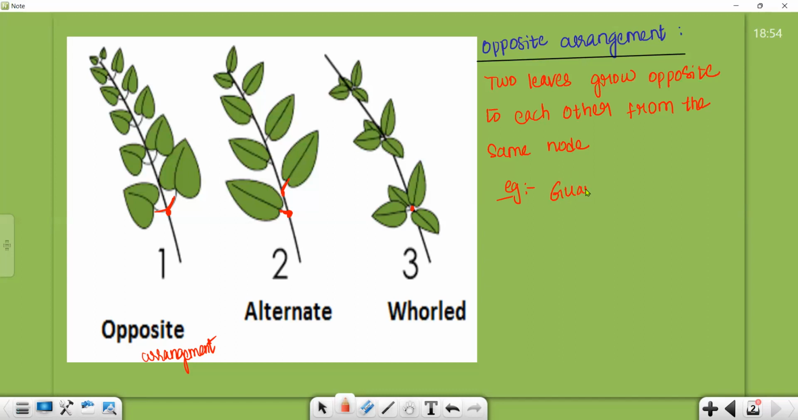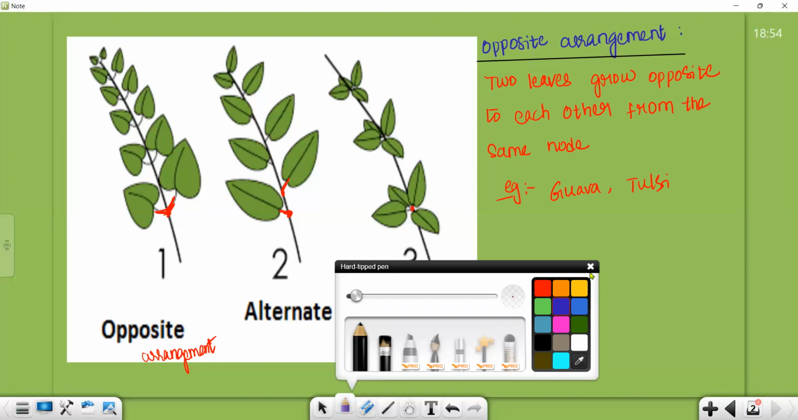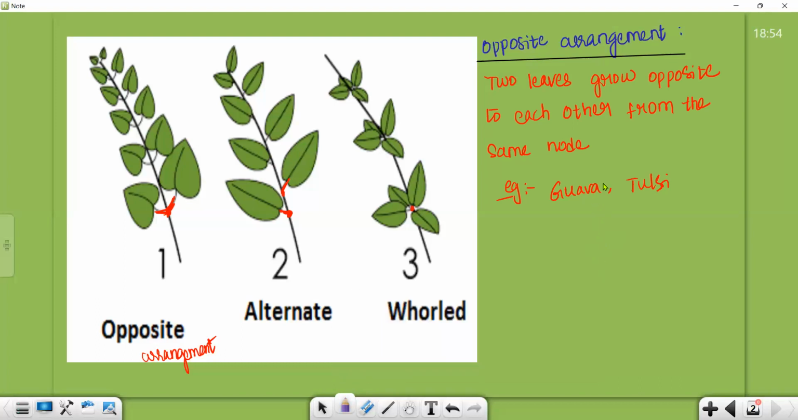So examples for opposite are guava and tulsi. Tulsi, everybody, like your mother or you, do you have a tulsi plant? Yeah, ma'am. Mostly everyone has it. Yeah, just check how the leaves are arranged. You can see the leaves are arranged opposite on a single point. Okay, so that arrangement is called opposite arrangement. Next one is alternate arrangement.